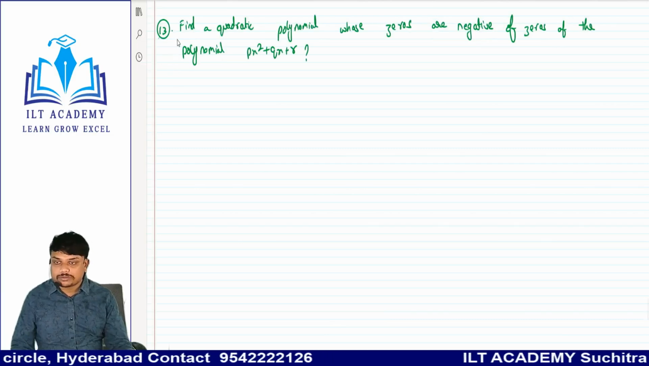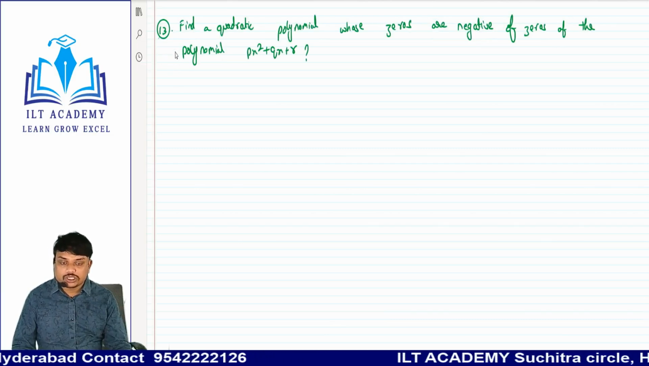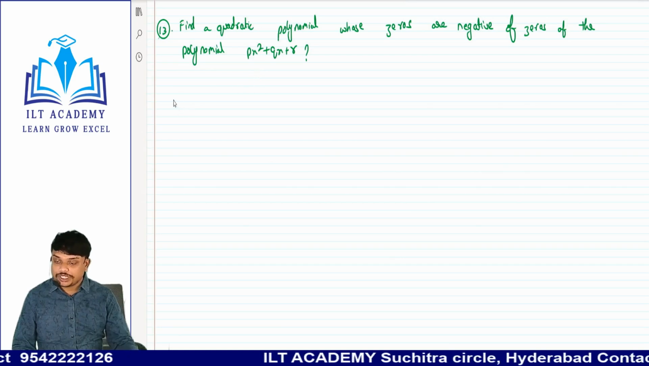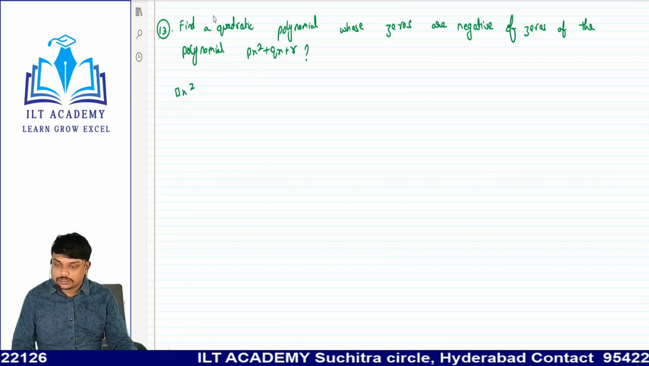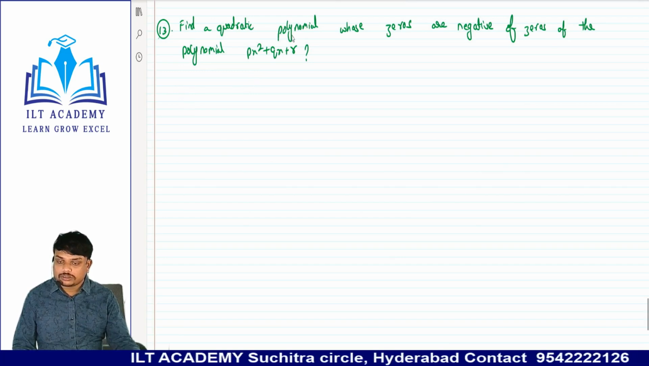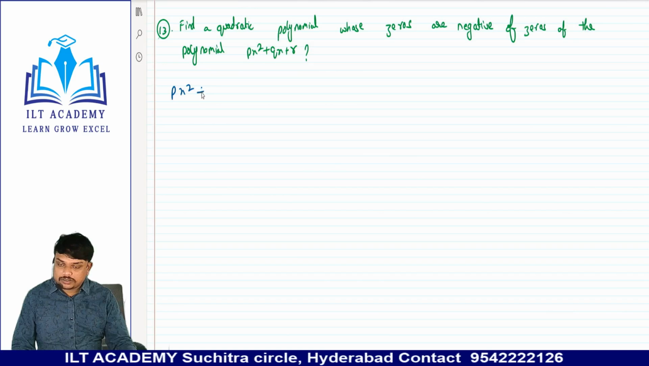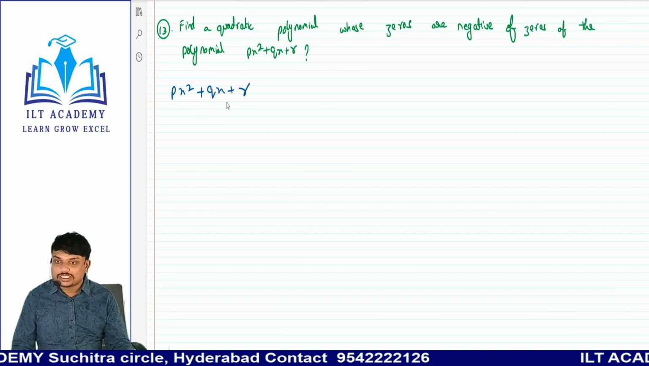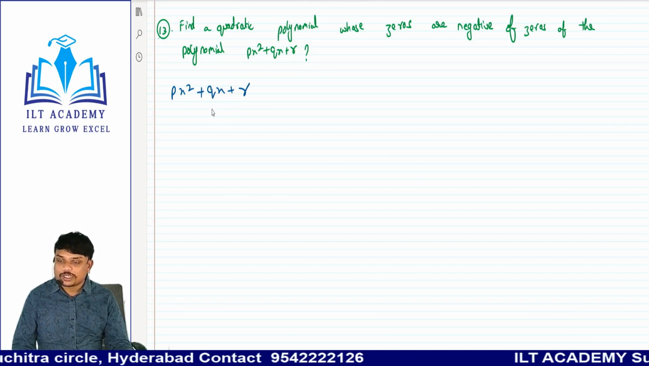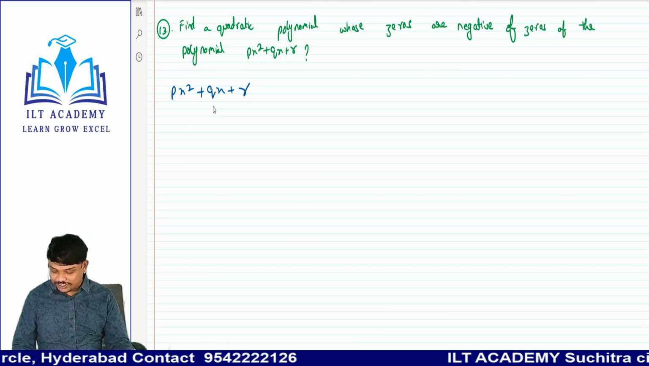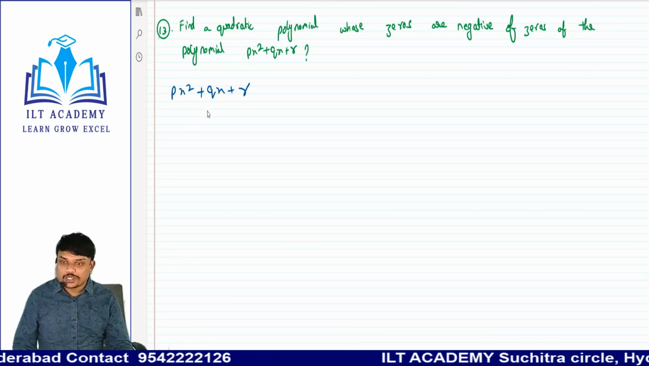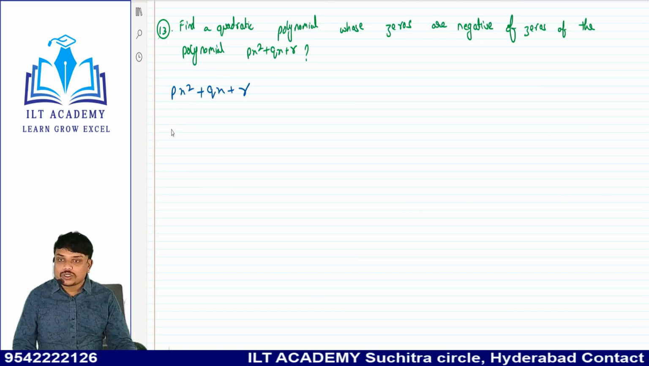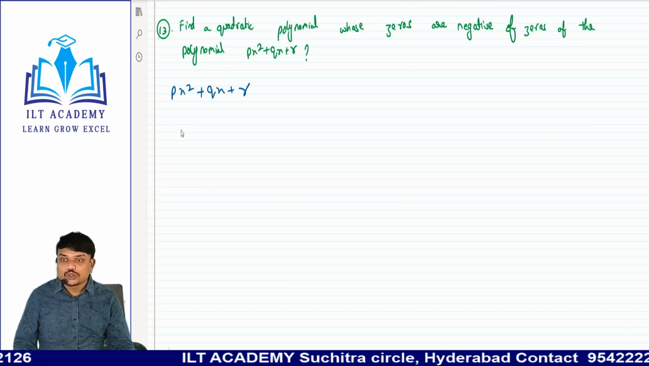Now let us do this question. What is the question? Find a quadratic polynomial whose zeros are negative of the zeros of this polynomial. So we need to find the zeros of this polynomial, px square plus qx plus r. How to find the zeros of this polynomial, sir? Here we can use the quadratic formula for finding the roots.